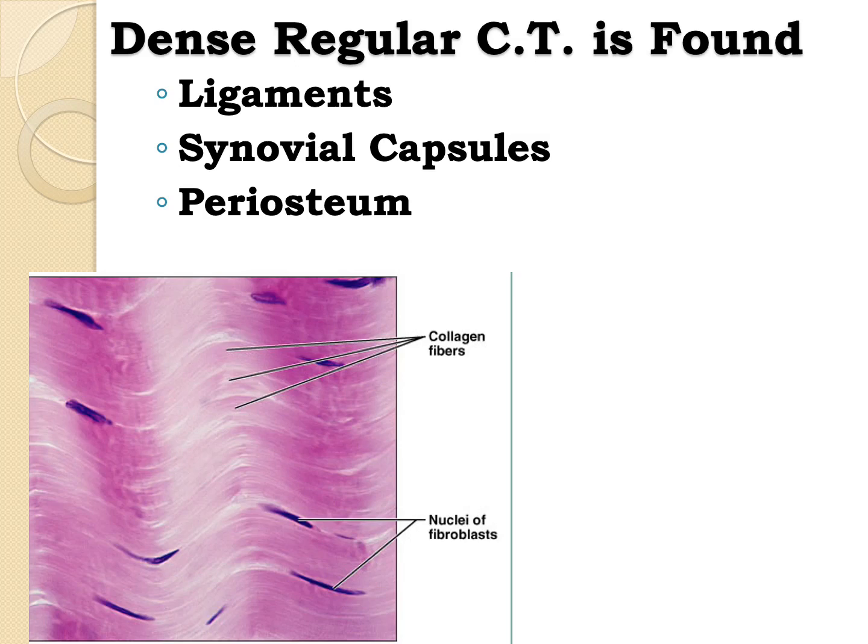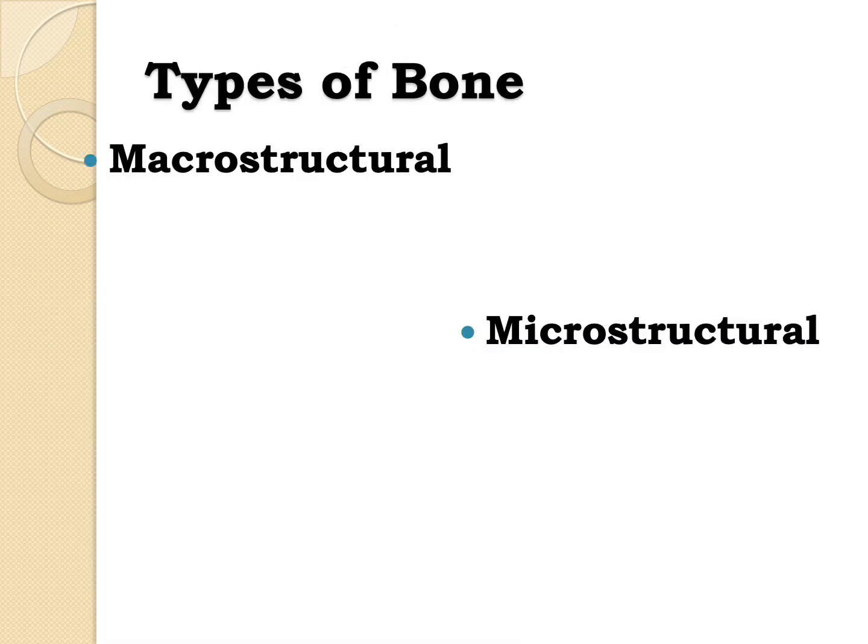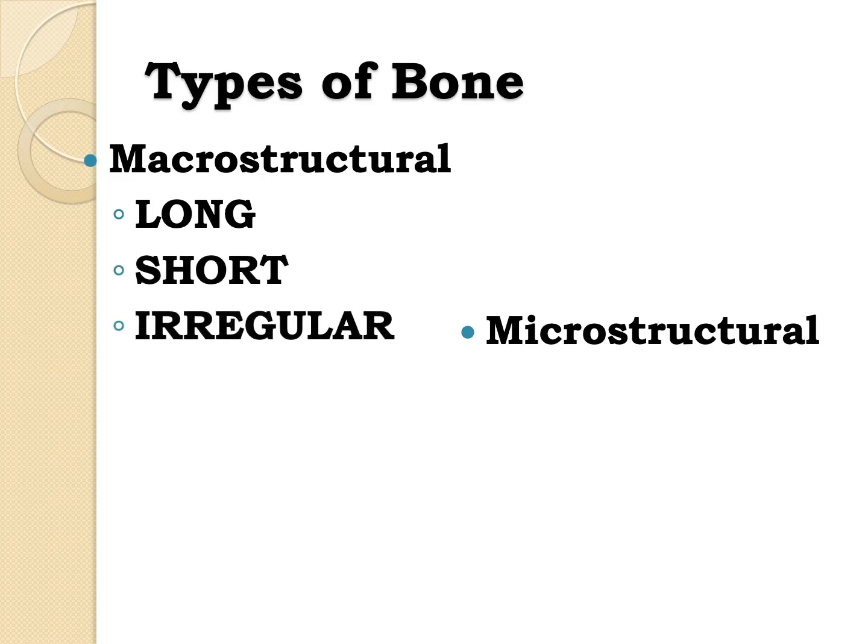The principal tissue that we will see within the skeletal system is bone. In bone, we can classify it two ways. We can classify it macrostructurally or we can classify it microstructurally. The macrostructure are the actual structural bones that we look at, such as long, short, irregular, flat, and then sesamoid. Now, we have four principal and then a fifth classification of macrostructure.